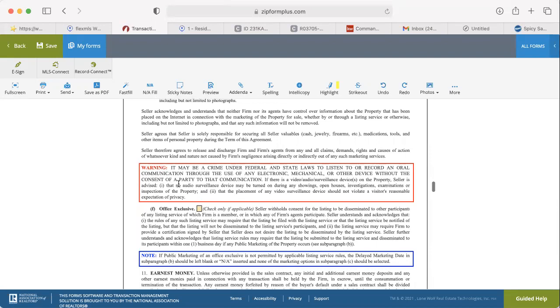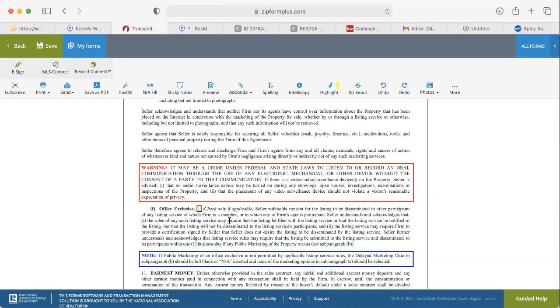This next section in red says that while a seller might have cameras in the house for security, they can record a person's movement through video, but they are not allowed to record audio on those cameras. You have to have a person's permission to record them through audio, and they are not giving that permission just by coming to look at the house.